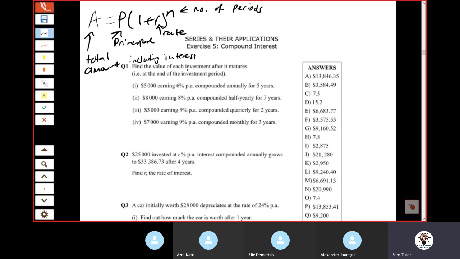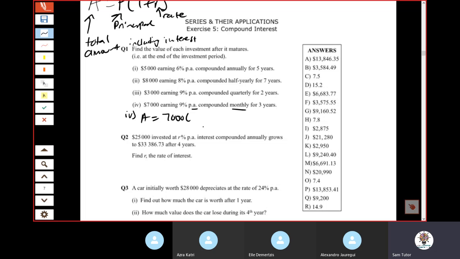So it says find the value of each investment after it matures, which means at the end of the investment period. We'll do it by V, because I think most of you guys get this. So A equals 7,000. It says 9% per annum, which means per year, but it is compounded monthly. So that means it should be 1 plus 9% over 12 to the power of 3 years, but it can't work because it's got to be monthly. So 3 times 12. And then you just plug all that into your calculator and you should get an answer.